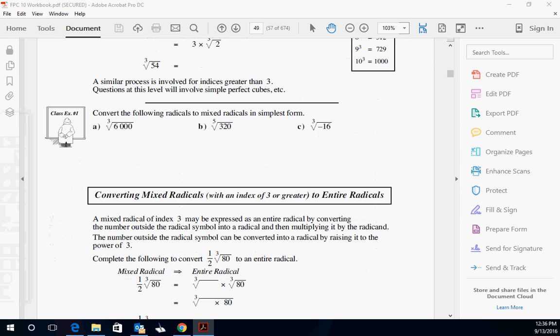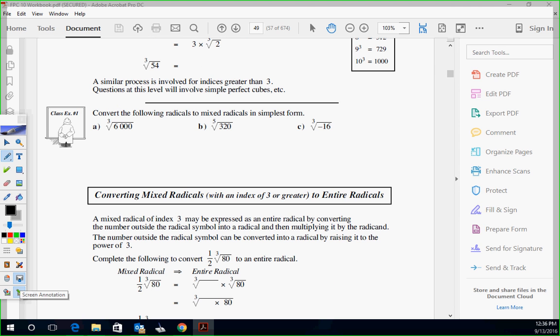Okay, so cube root of 6,000. Anytime you see something like 1,000, what perfect cube are you going to use? Yeah, 10, right? We're going to use this one. So we're going to go 1,000 times 6. Cube root of 1,000 is 10. Cube root 6. That's your simplified mixed radical.